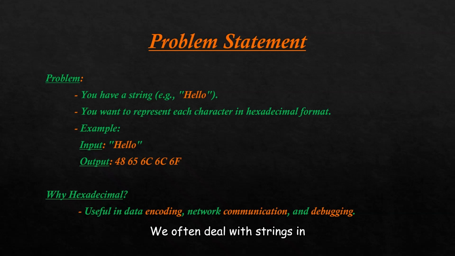We often deal with strings in programming, but what if we need to see what lies underneath those characters? Each character has a numerical ASCII value, and that can be represented in hexadecimal form. For example, the word hello is not just letters, it transforms into 48, 65, 6C, 6C, 6F in hexadecimal. This is particularly useful in data encoding, debugging, and network communication, where data is not stored as plain text but in its raw numerical representation.